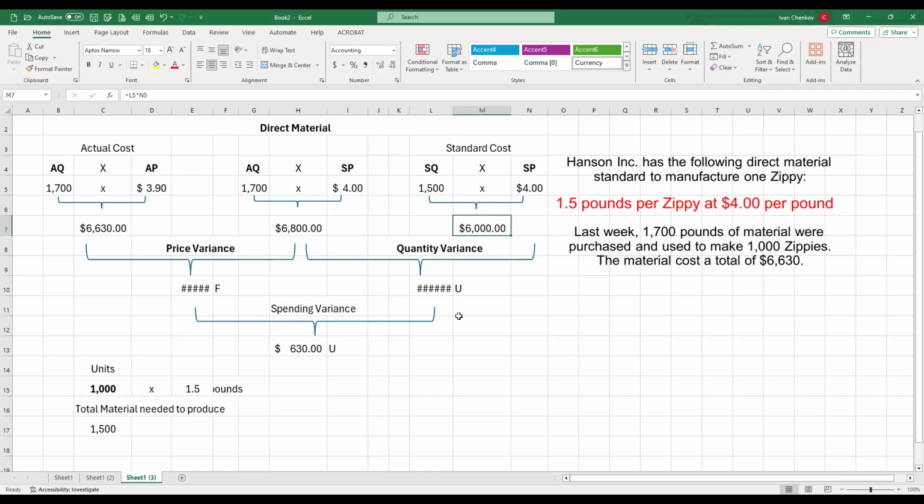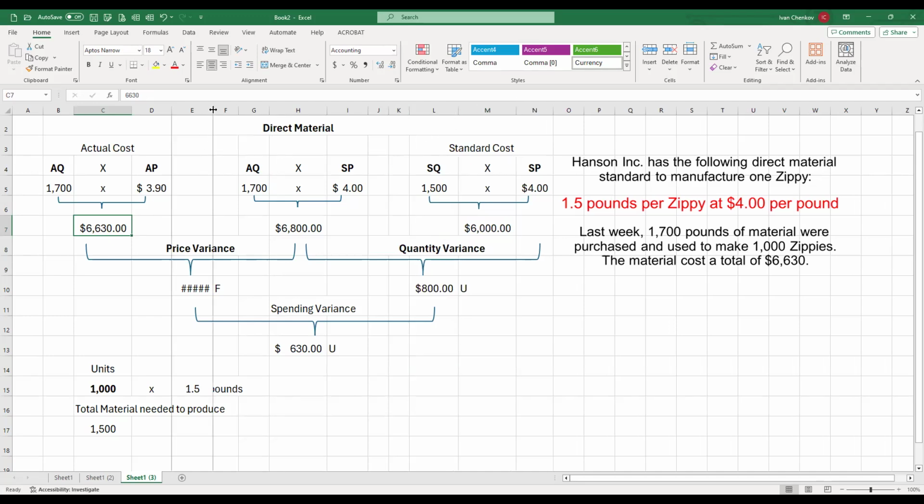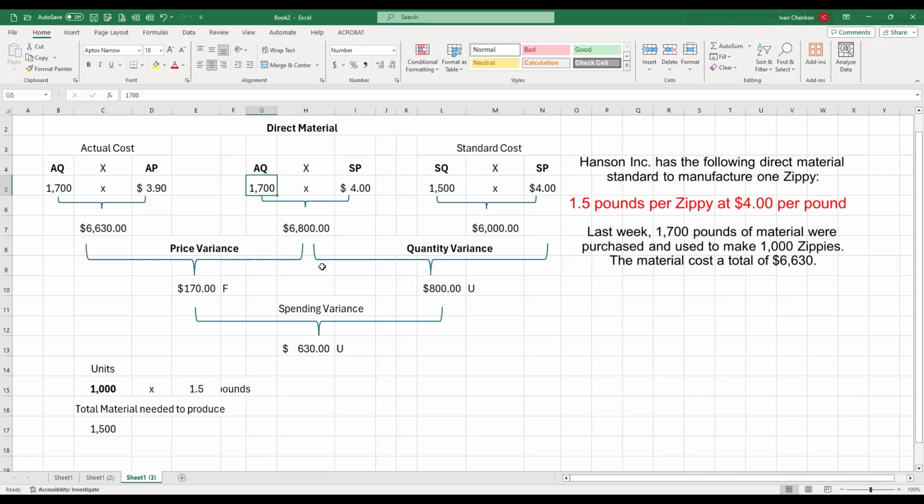Since standard cost is based on our standards, in order to produce 1,000 units, we need to spend 1,500 pounds of material, which based on our standards costs us $4, so we're supposed to spend $6,000. In reality, we're spending $6,630. Now, what happened? Well, first we're using more materials. Can you see it? Yes.